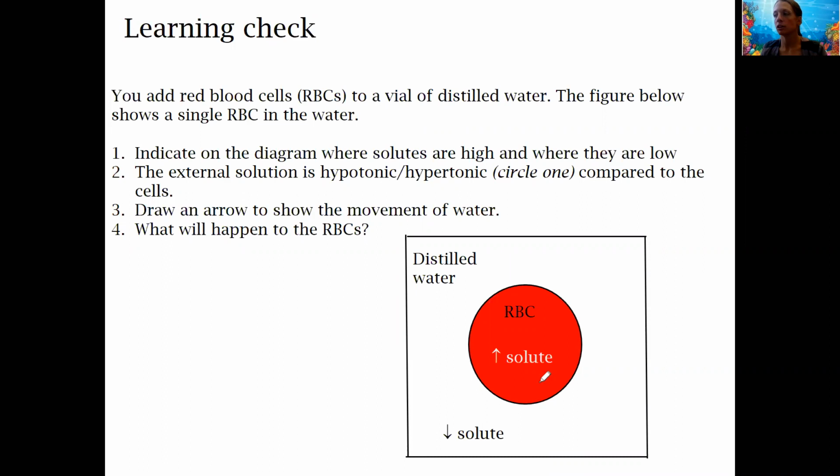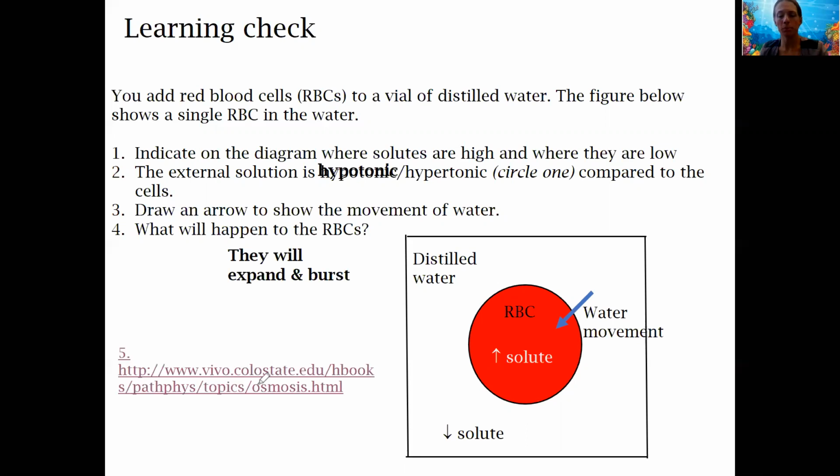Okay, high solutes inside the cell, low outside, right? It's distilled water, and inside a cell, you got a bunch of stuff. In reality, it's salts, sugars, proteins, all that stuff. None of it can move across the membrane. So the external solution is hypotonic compared to the cells, lower solute concentration. What's going to happen? Water's going to move into the cell and potentially have them expand and potentially burst.